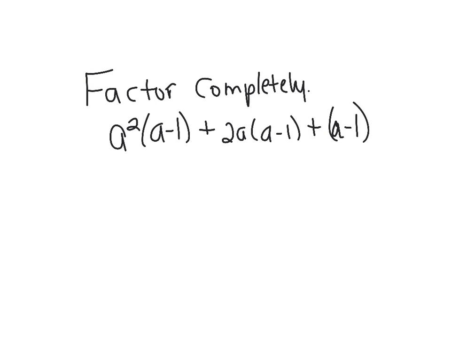Okay, so this is problem number 11 for section 4.6, and it's asking us to factor completely a squared times (a - 1) + 2a times (a - 1) + (a - 1).